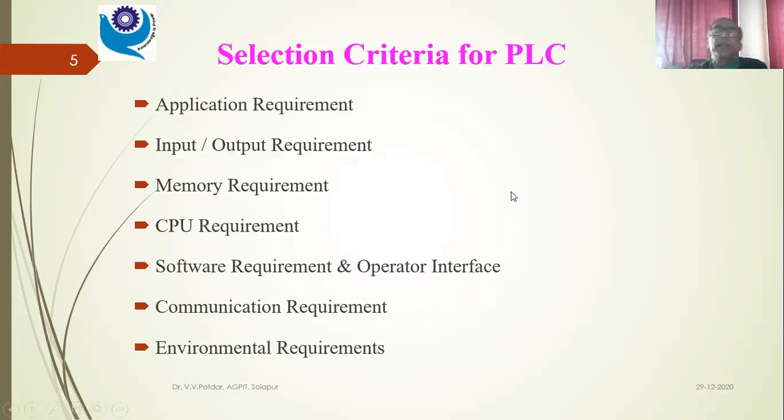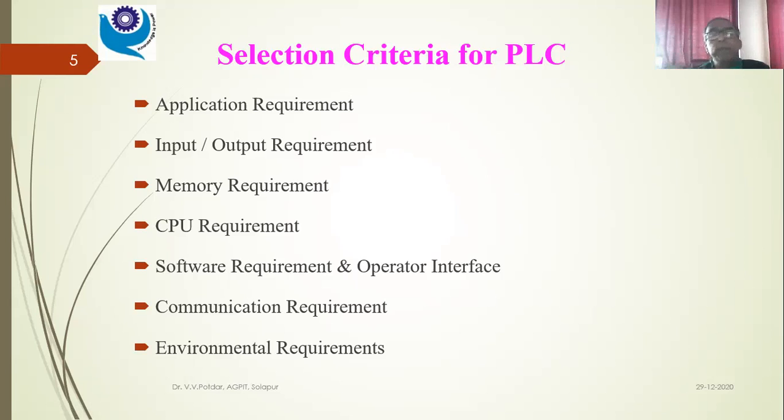What is the selection criteria for programmable logic controllers? First and foremost is what is the requirement of a given application. If I have a sorting machine, maybe a vegetable sorting machine, what are the specific requirements, measurement requirements, control requirements, actuating requirements, how the sorting should be done. So if that picture is very clear, I need to define what is the control logic that I want and what type of programmable logic controller I should go in for.